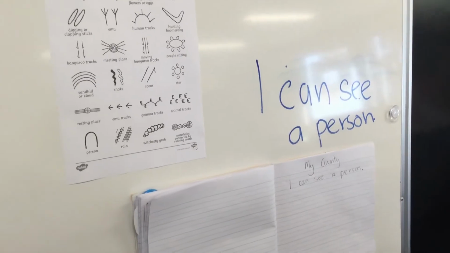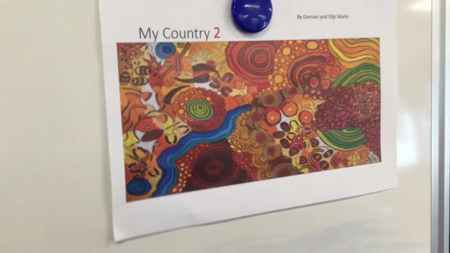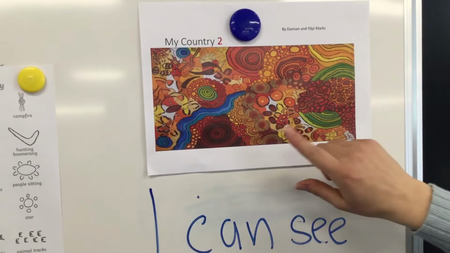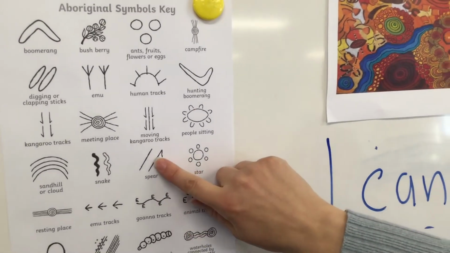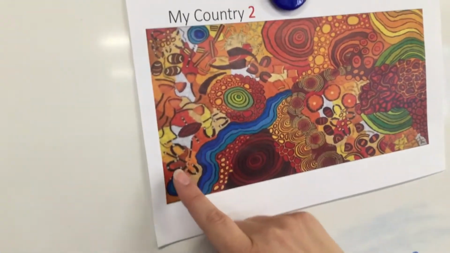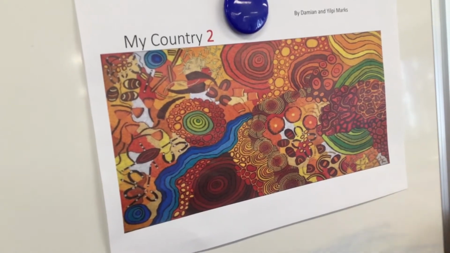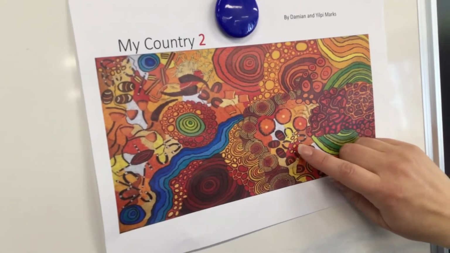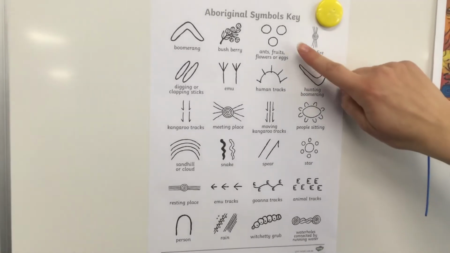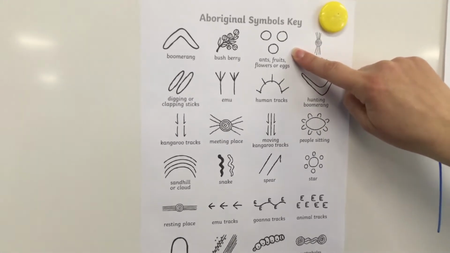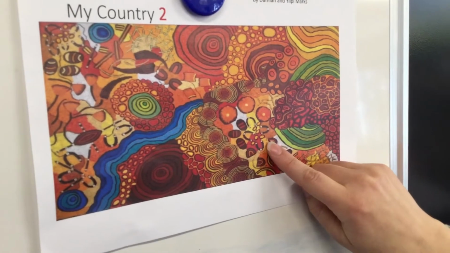The next one we're going to look at is called My Country too. I can see some different things in this one, Mrs. Mac. I can see these long things. If I look in our Aboriginal symbol sheet, I believe that they're spears. And I can see lots of people with the spears. They're very busy, these people. They are. What I can also see, because I see some more people over here, is these round things. If I look at my symbol sheet, where can I see some round things? Oh, up the top. They could be ants or fruits, flowers or eggs. So I can see spears and I can see ants, fruits, flowers or eggs.